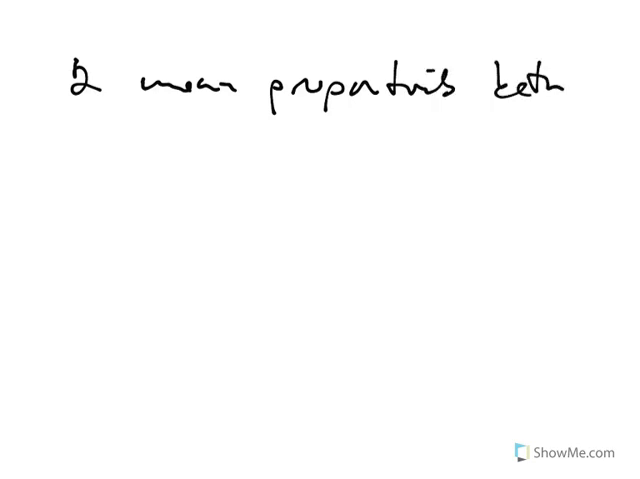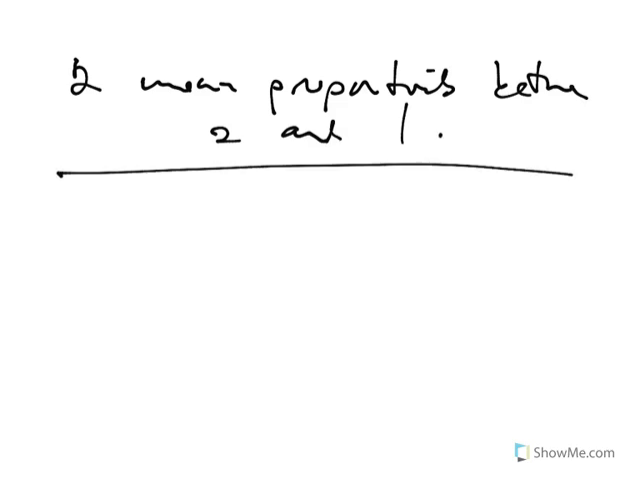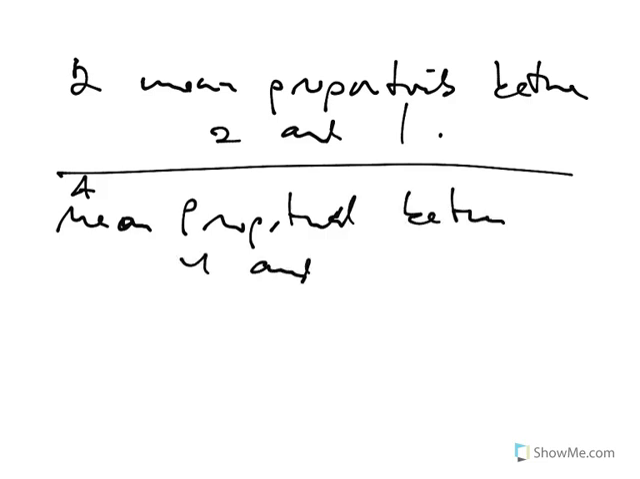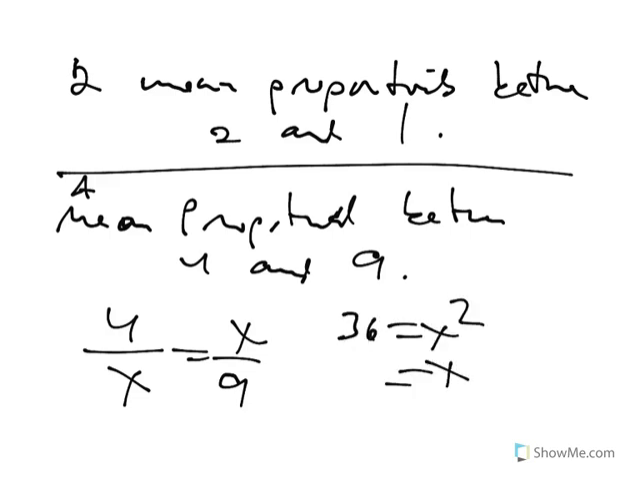One way to do it is to get what's called 2 mean proportionals between 2 and 1, and I'll explain what this means. A mean proportional, like if I want to find a mean proportional between 4 and 9, let's say, that's just the solution to this equation. X is the geometric mean, or the mean proportional. 36 equals x squared, x equals 6. So that's the mean proportional.